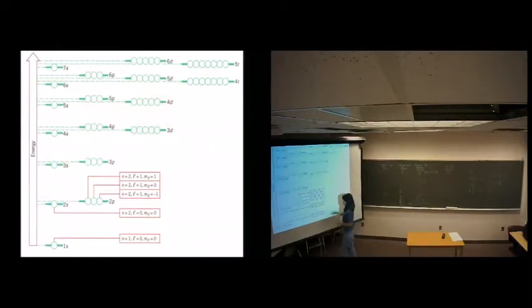But let's go back to this again. Here's our 1s. So let's just review again what those quantum numbers would be. 1, 0, 0, which we already did that one.